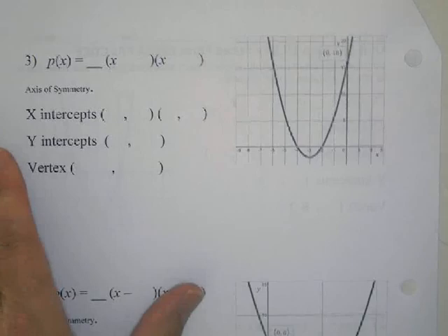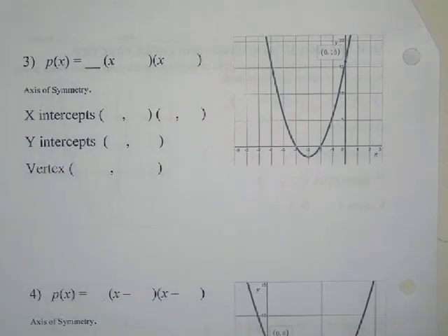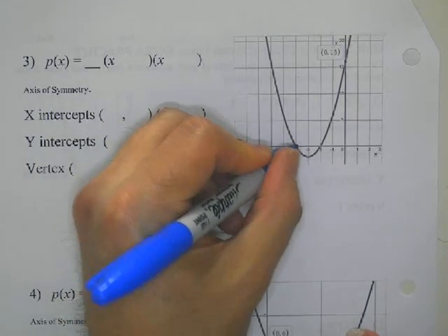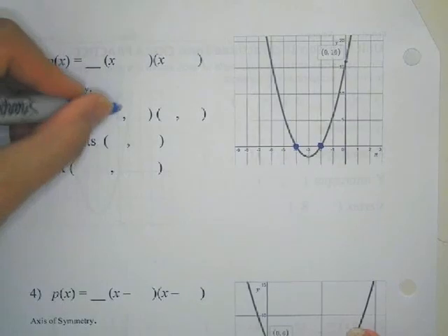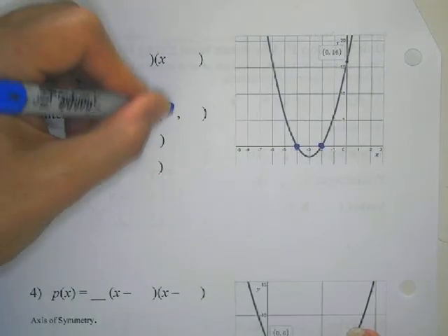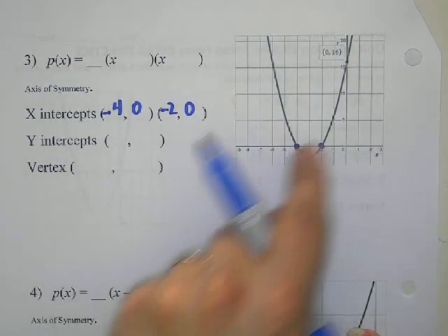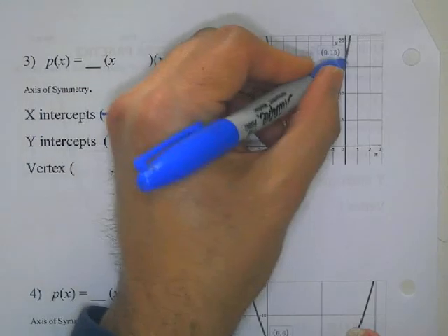And if you already get number 3, then fast forward to number 4. Okay, so we've got negative 4 and negative 2. Negative 4, comma 0, negative 2, comma 0. The y-intercept is up here. They've told you it's 0, 16.